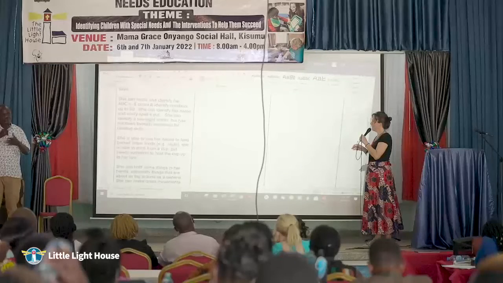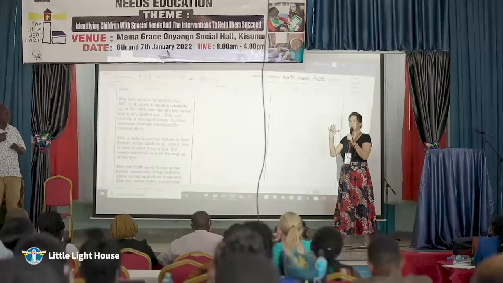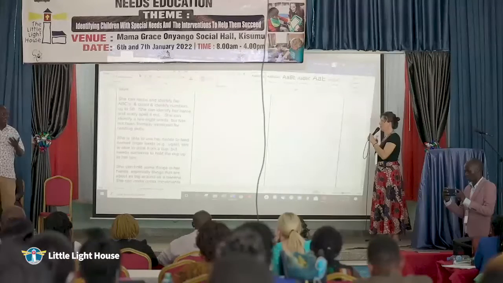So as far as academic skills, she's 8 years old and she can recite her ABCs. If you show her a letter, she can say what the letter is. She can identify it. If you give her 3 letters and say, can you find the letter C, she can tap it with her hand so she can identify letters. And she can count and identify numbers in the same way up to 50. She can identify her name.